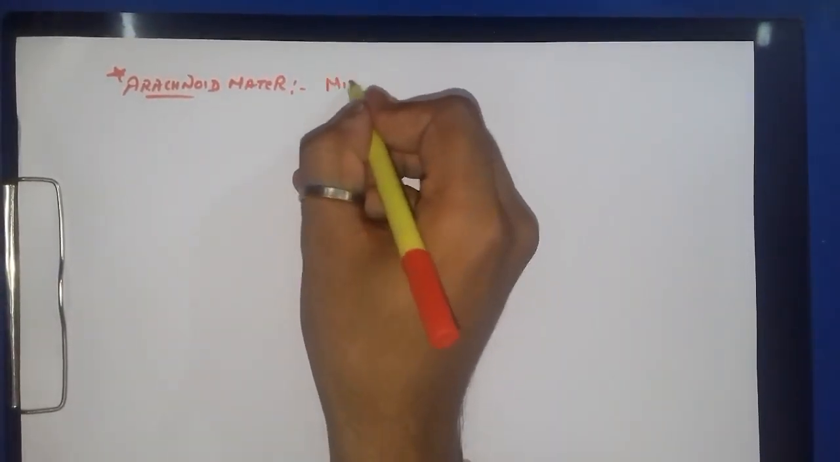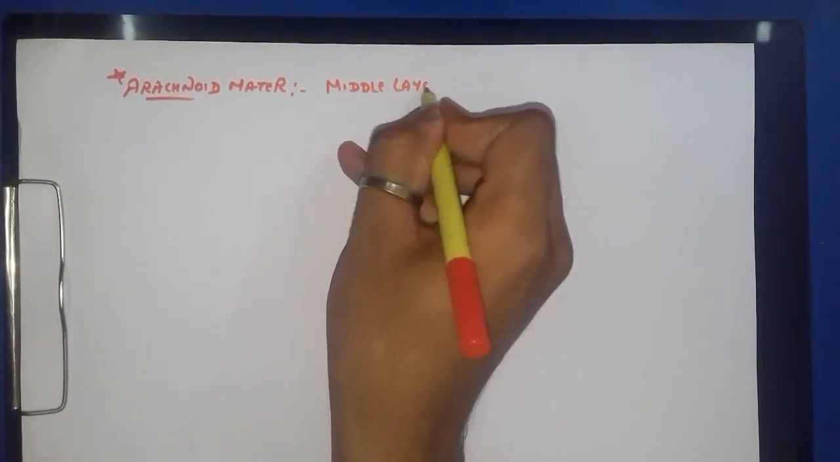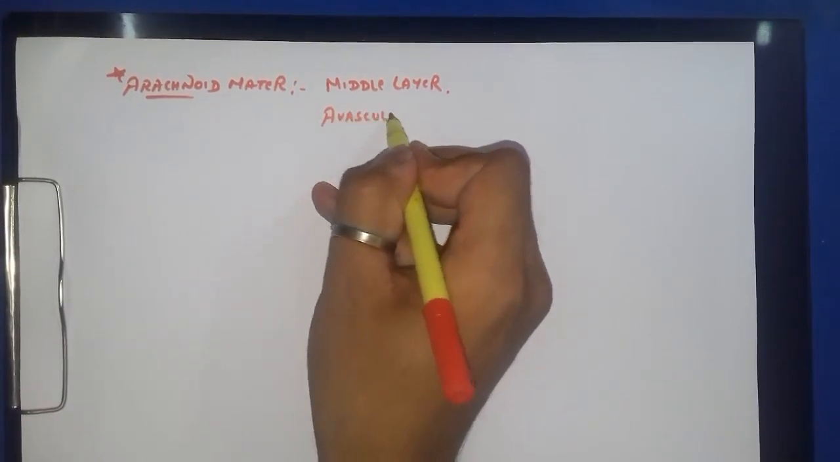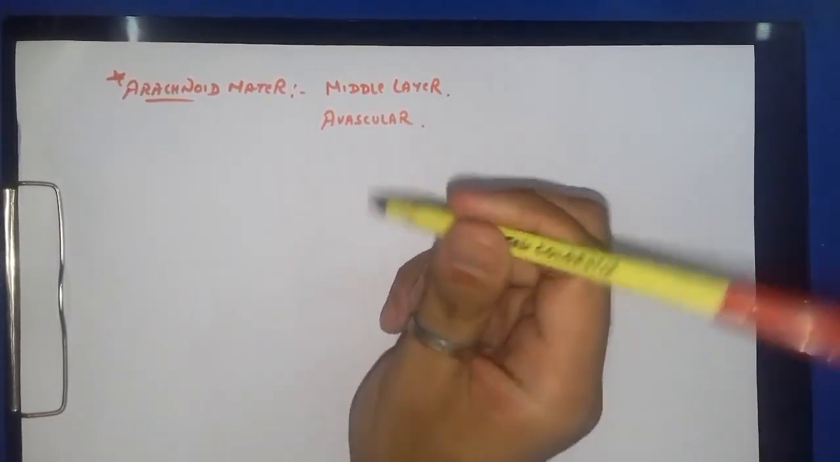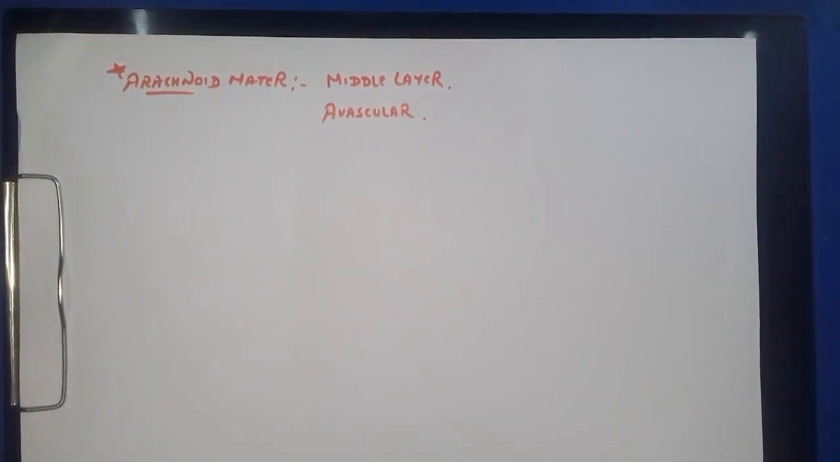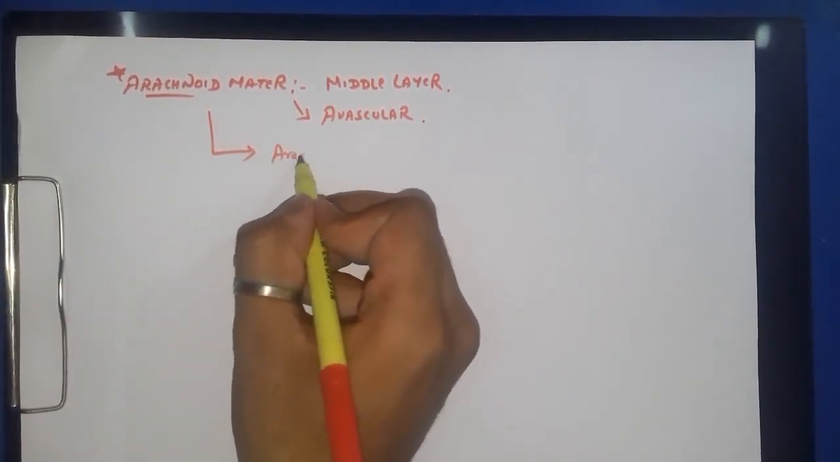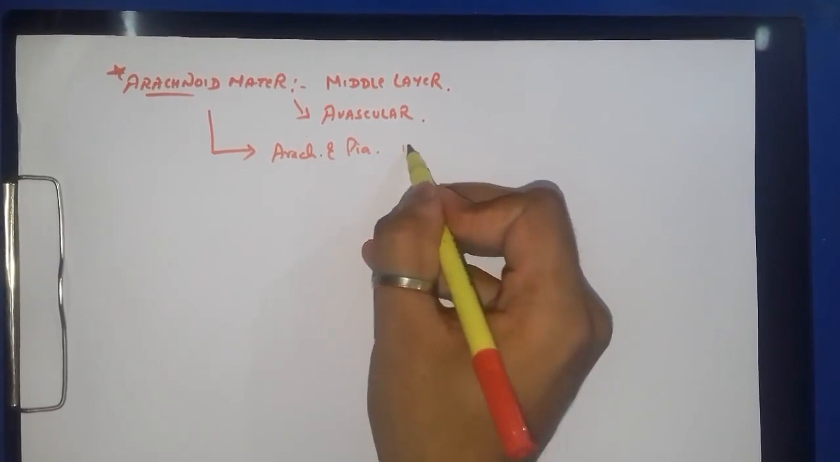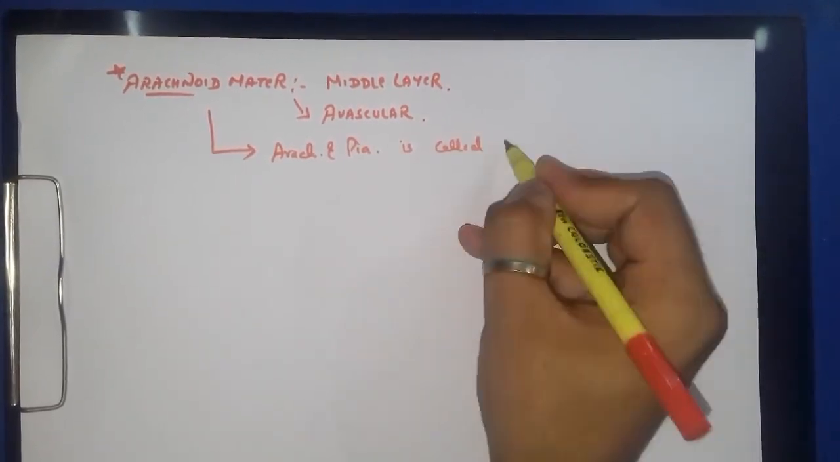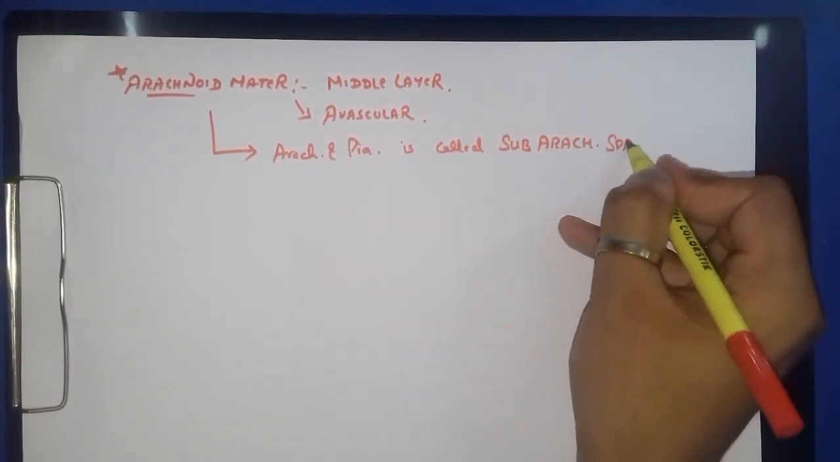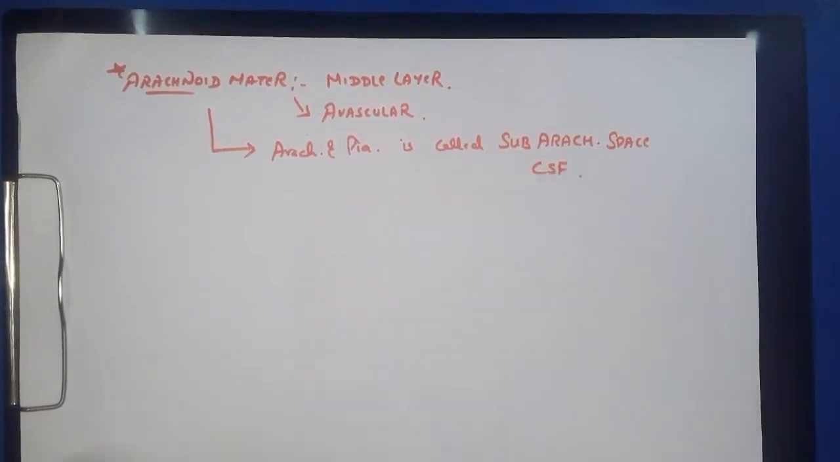This is the middle layer. It is avascular, meaning no blood supply. Dura and pia have a little bit of blood supply, but arachnoid mater is totally avascular, that is, no blood supply is present. The space between the arachnoid mater and the pia mater, arachnoid and pia, is called the subarachnoid space, where CSF is present.